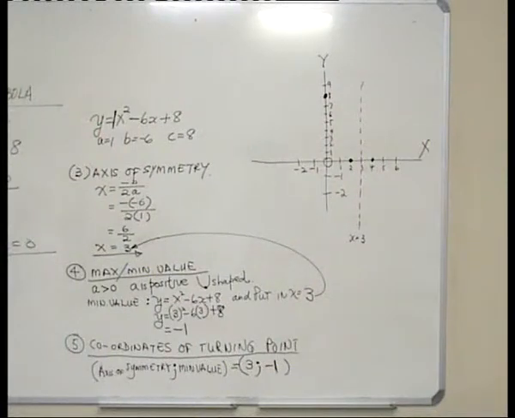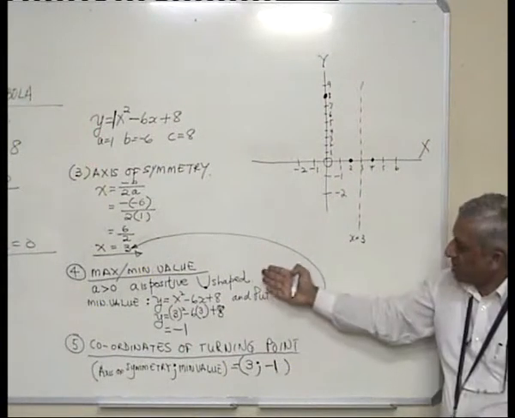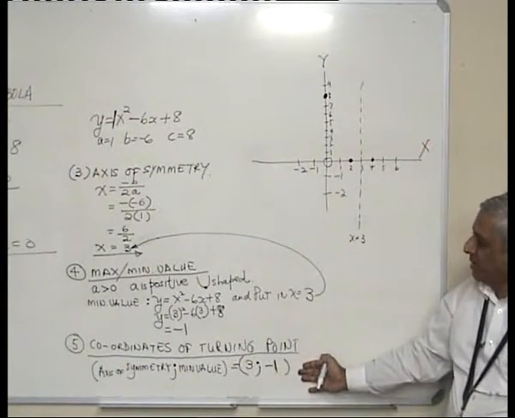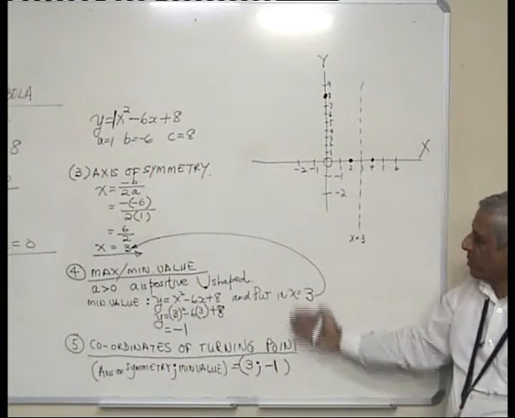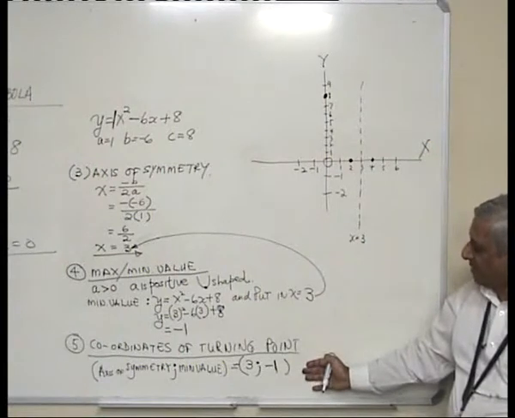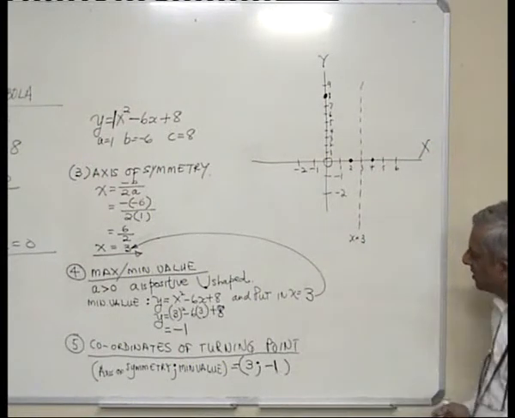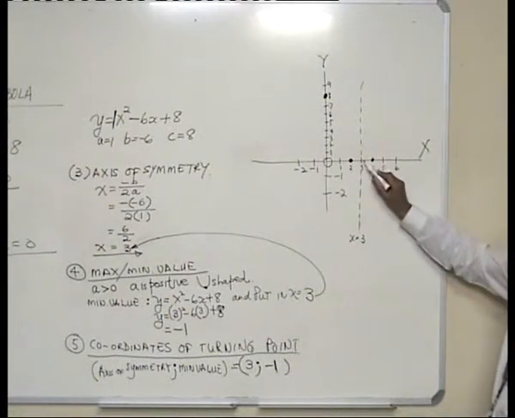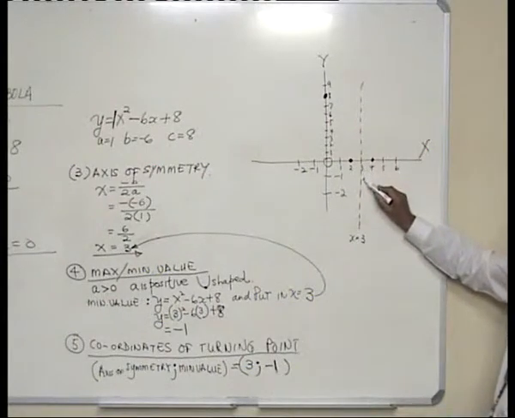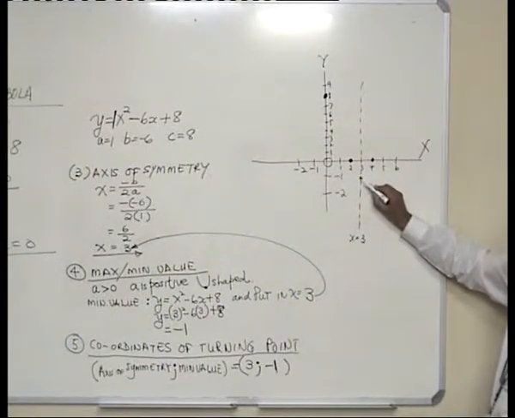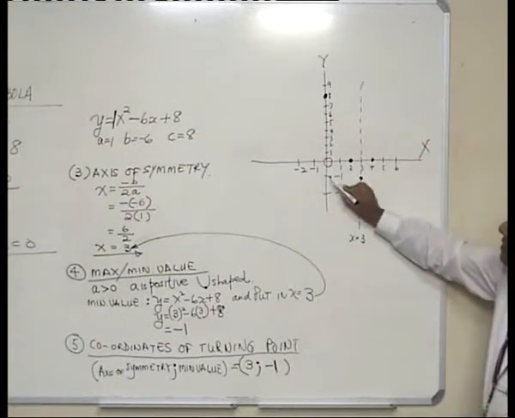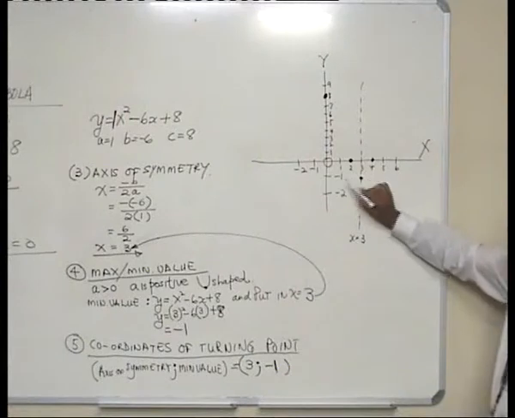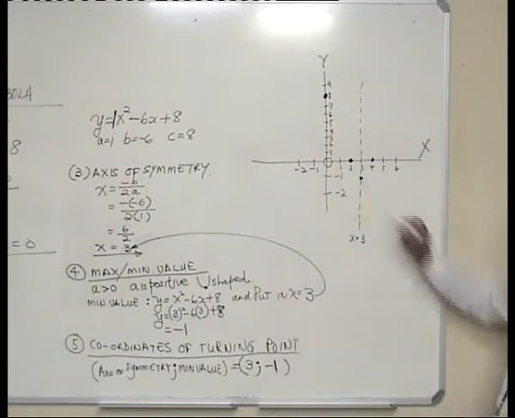Now don't worry about step 4, you can come straight to step 5, because we needed that to get the answer for number 5. The turning point is 3, minus 1. So where's the turning point? There's 3, and we come down to minus 1, so the turning point is here.